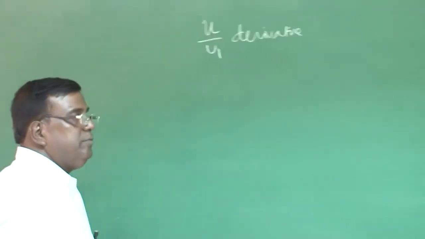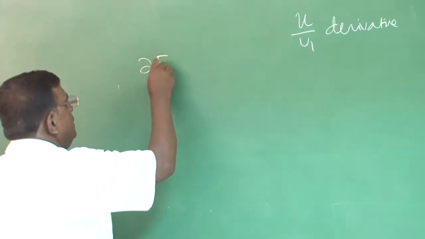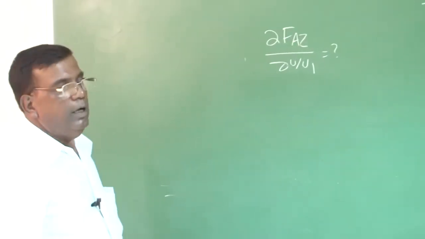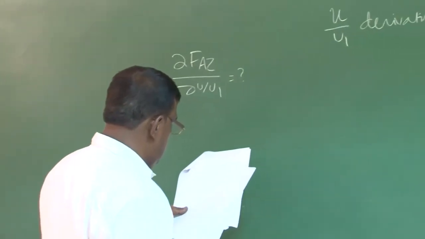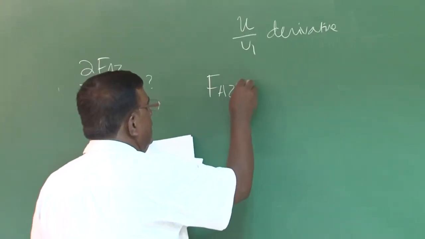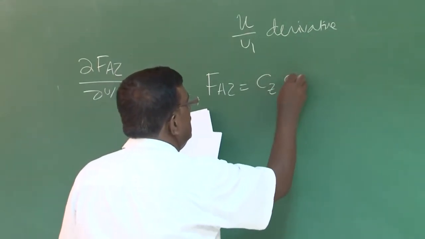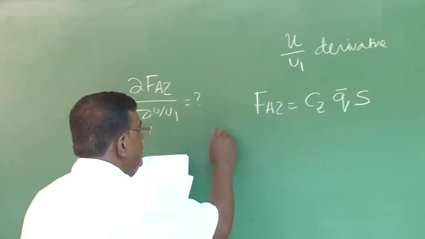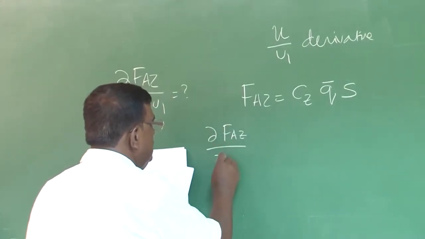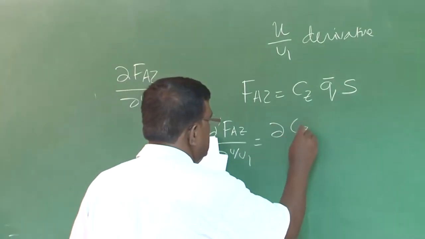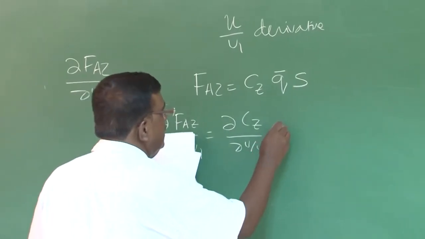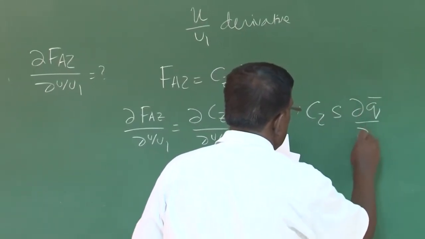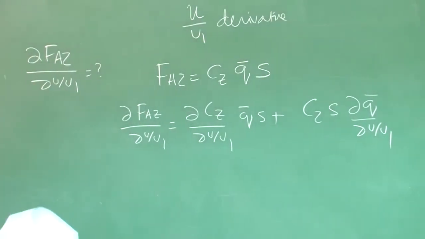We have finished dFx by dU by U1. Now we want to do something with dFz by dU by U1, and the method is similar to what we have done. So let us write Fz as CZ Q bar S. That is where we started, and we have to find this derivative. So dFz by dU by U1 will be equal to dCZ by dU by U1 into Q bar S plus CZ S into dQ bar by dU by U1. By now you should be able to do this yourself actually, right?